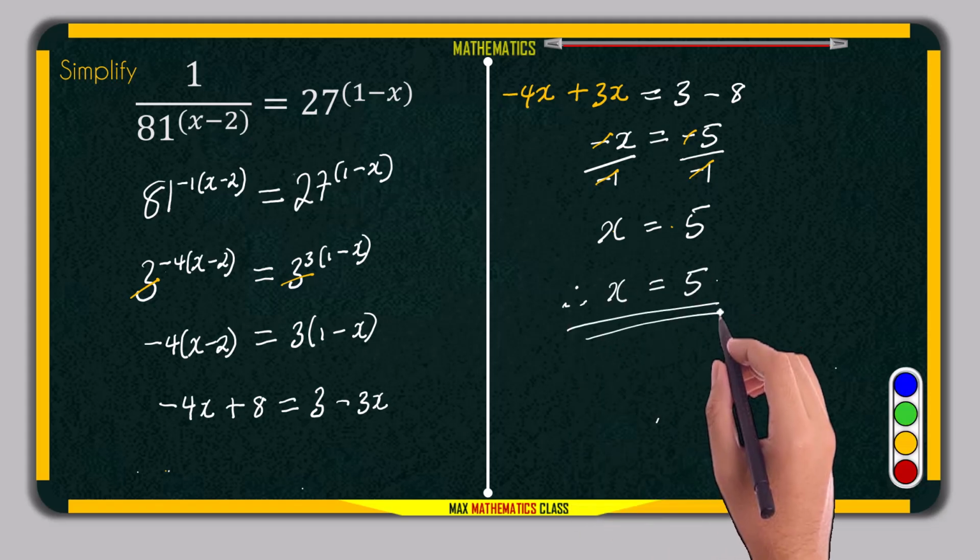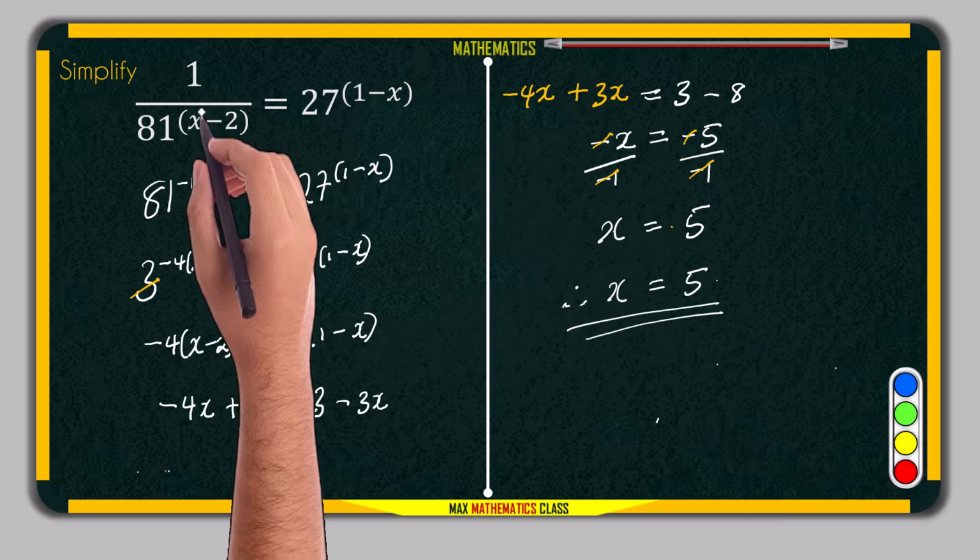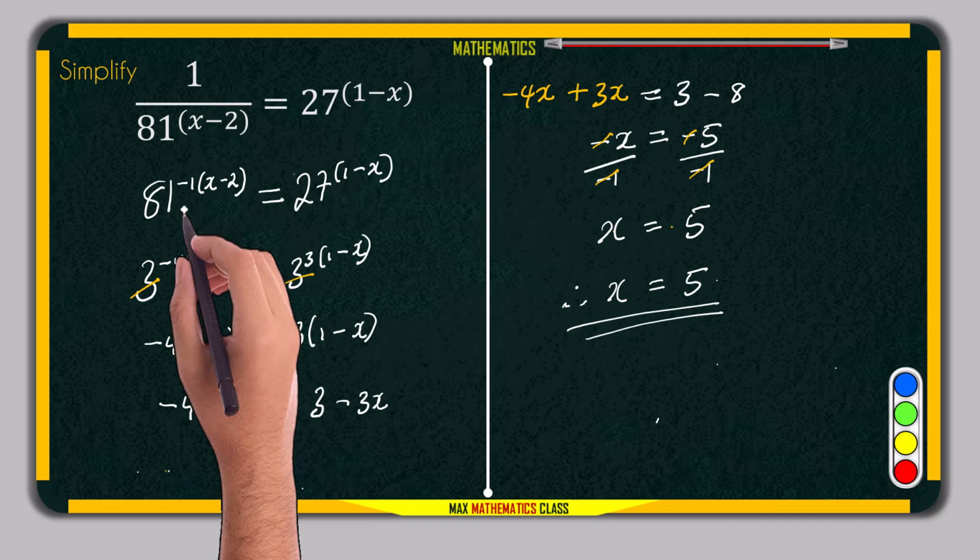So this is method 1. And it is called the negative method because we rewrite the left-hand side of the equation in its negative form. So let's move to the next method.